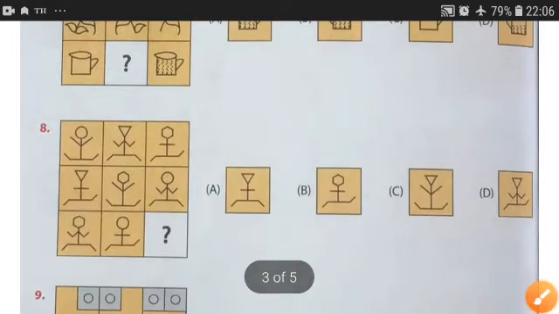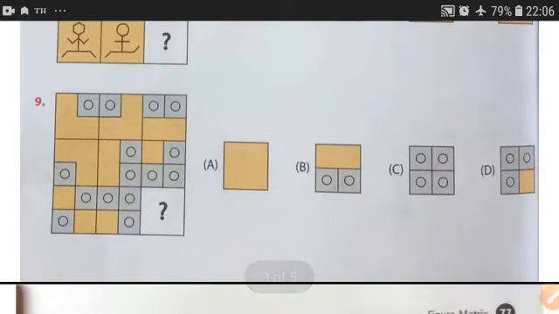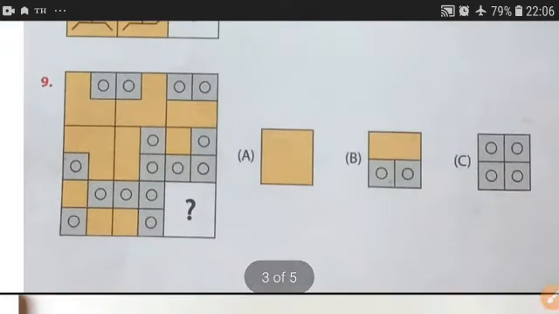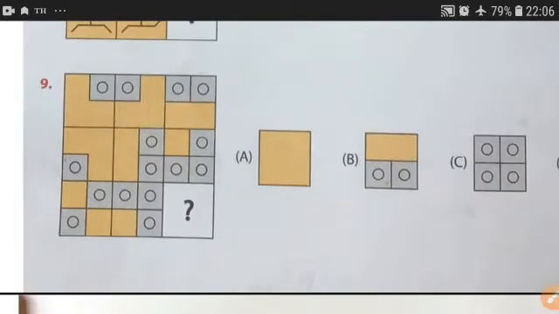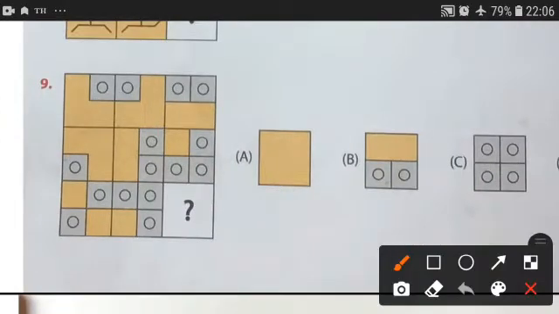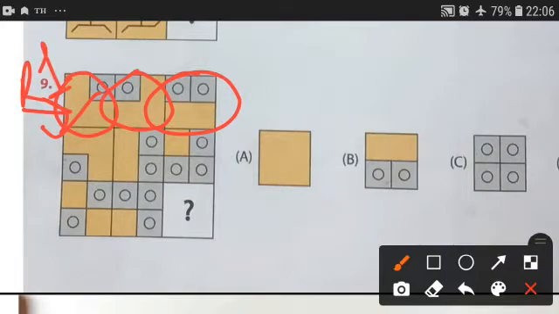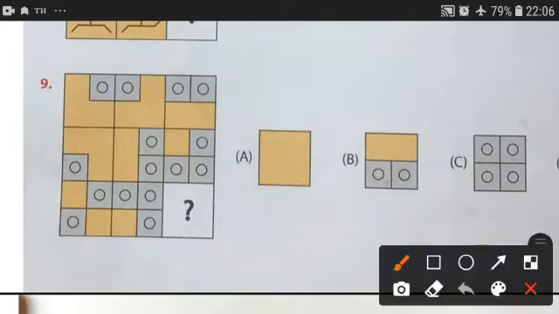Okay, now moving further to question number 9. In question number 9, you can see this is having 1. This is a cell, these are the cells. Okay, this is row 1, and in each of the rows this portion or this part is changing its position from here to here, and at the end it is increasing.